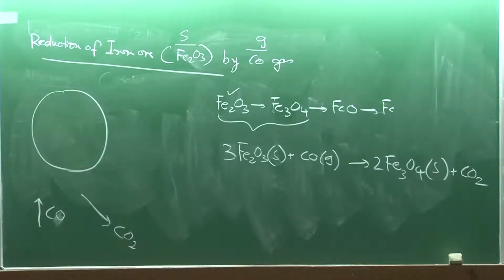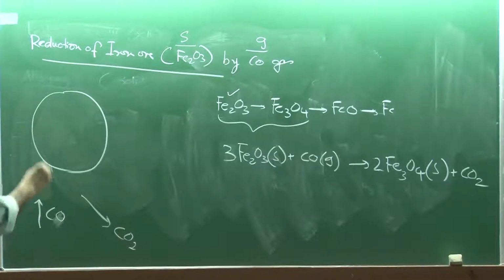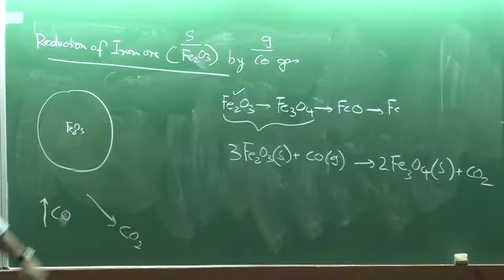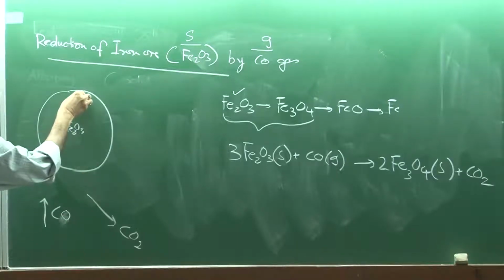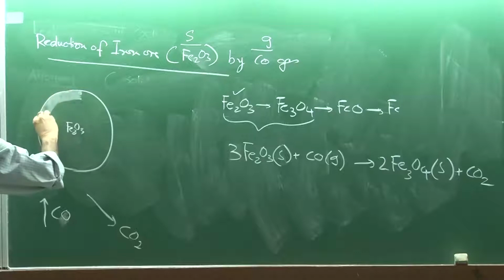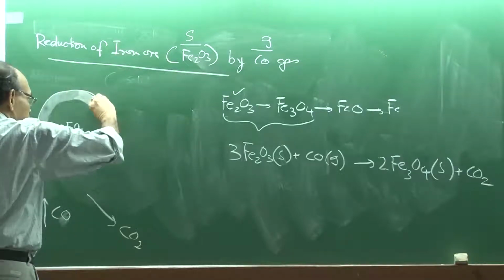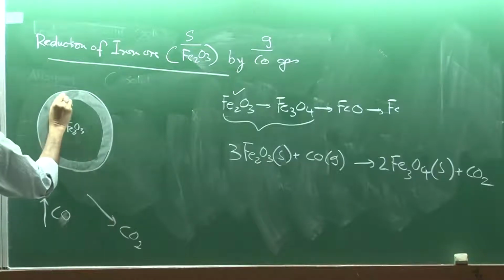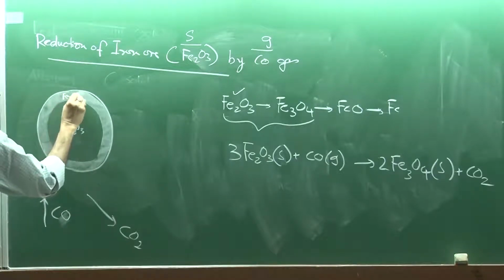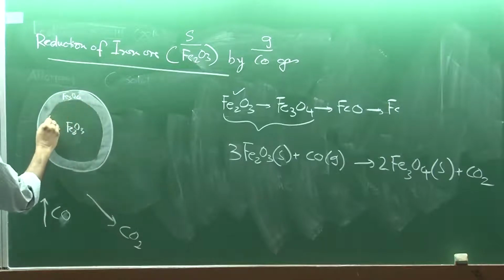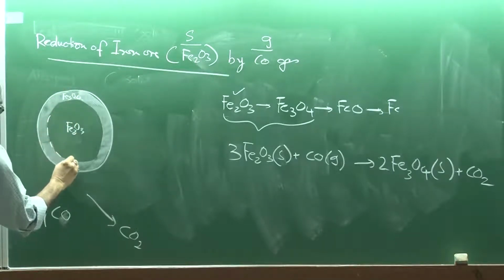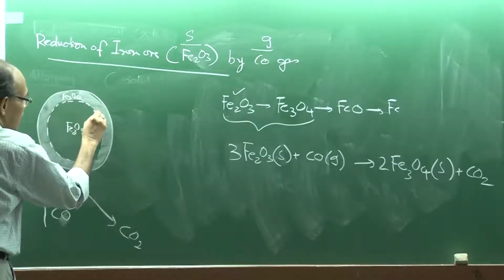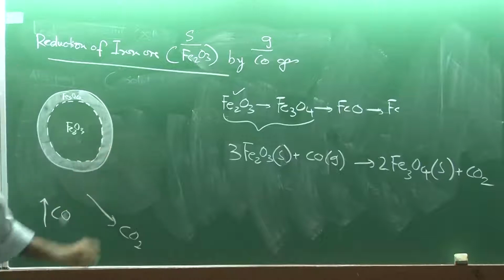At some point of time, so this is initially Fe2O3. As the reaction proceeds, you will have something like a product layer formation, and this product layer formation is basically your Fe3O4. And this is not at T equal to 0. After some time, the reaction has started, and then this is the scenario.